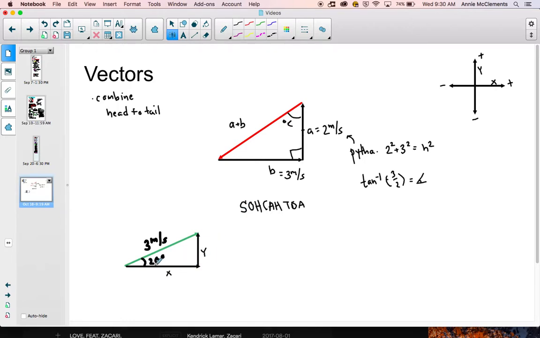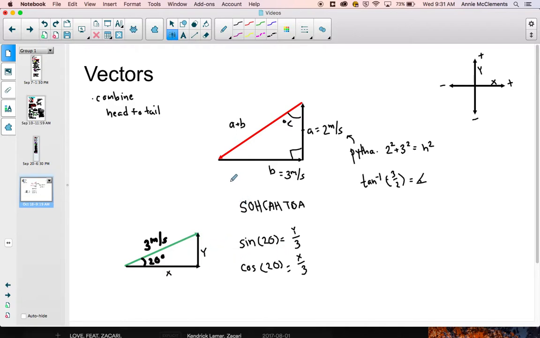So you're given that the angle is 20, so the sine of 20 degrees equals opposite over hypotenuse, so it's going to equal the y component over 3. Similarly, the cosine of 20 degrees is going to equal the adjacent over hypotenuse. The adjacent is the x component over 3. So that's how algebraically we break down these vectors.